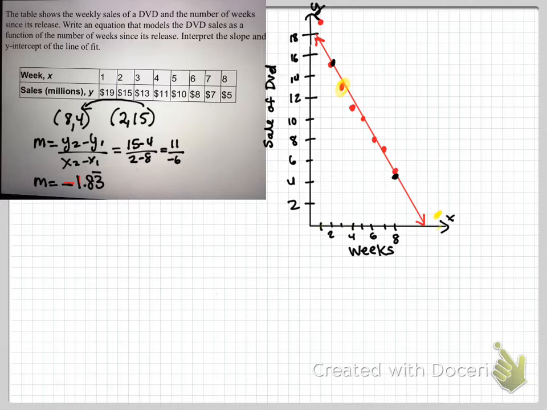A point. So I'm just going to take that 2, 15, either one of your 2 points, and I'm going to use my point-slope form because I like it better. y minus y1 equals m times the quantity x minus x1, and now I'm substituting in x1, y1, so I'm doing y minus 15 equals -1 and 83/100 times x minus 2.